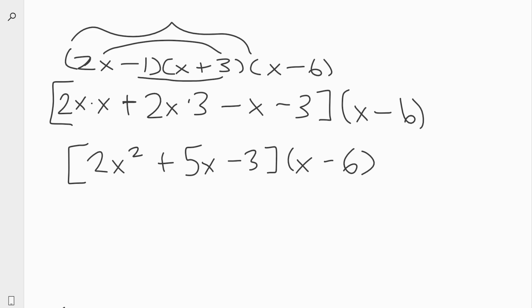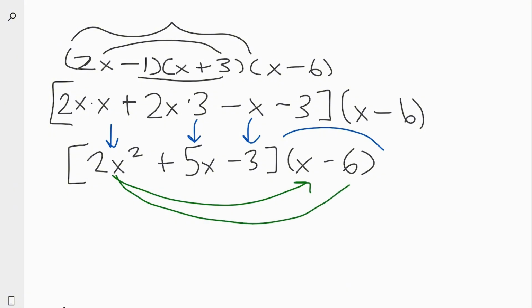Now, we cannot use FOIL here because we have a trinomial, but I advise you to use the candy-giving metaphor that I taught you. We're going to go through each person on the left, or in this case it's a term, but we're going to go through each term here, and then we're going to give candy to each of the things in here, x minus 6. So let's first start with 2x squared. So for example, we're going to make 2x squared give candy to x, and we make 2x squared give a candy to -6.